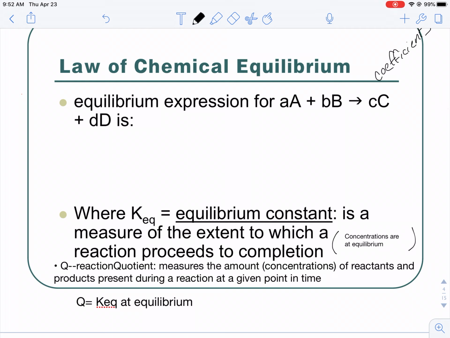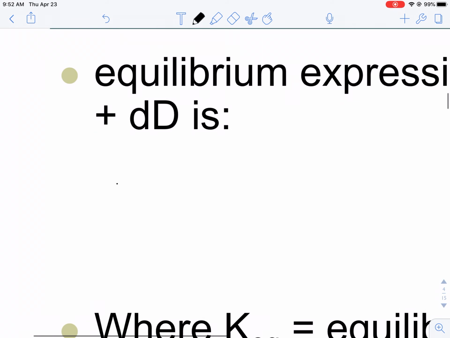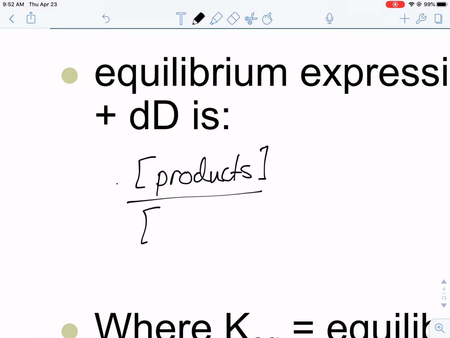When we're writing chemical equilibrium, what we want to be doing is talking about expressions. There is a general form for an equilibrium expression, and that basically is that we will always take the concentration of our products and divide it by the concentration of our reactants.